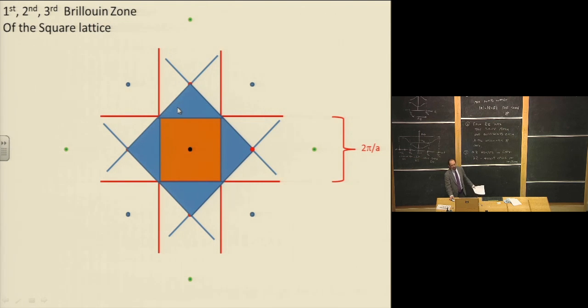Now let's just check that it fits the definition. If you pick a point like here in the second Brillouin zone, the first closest reciprocal lattice point is this red point here. The second closest reciprocal lattice point is k equals 0.